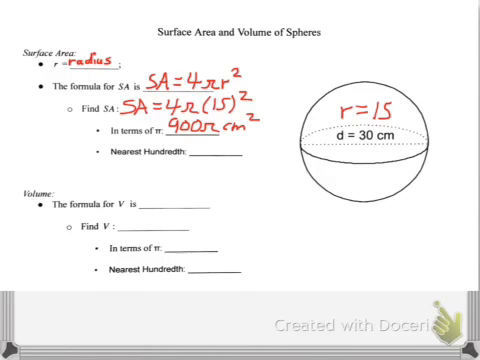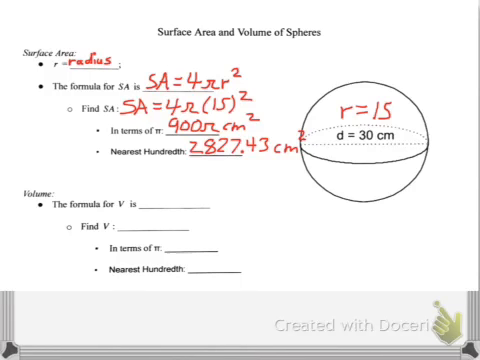Then the second blank does ask me to put pi in the calculator, so I would just put 900 pi in the calculator, hit enter. I would get 2,827.43 centimeters squared. You'll notice that with a sphere there is no lateral area. That's because a sphere doesn't have bases. So all we have are surface area and volume.